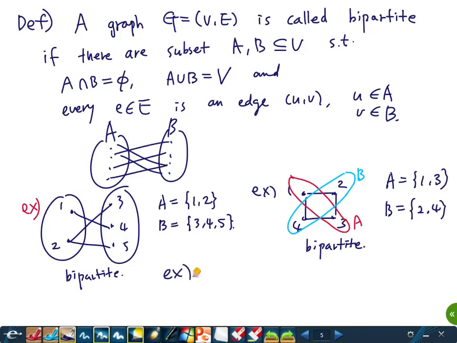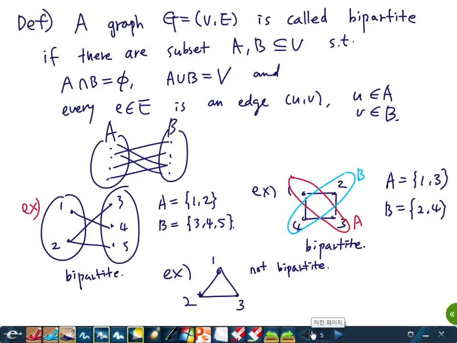What about this? Triangle. 1, 2, 3. Is this bipartite? This is not. This is an example which is not a bipartite graph. Why? Can you prove it?